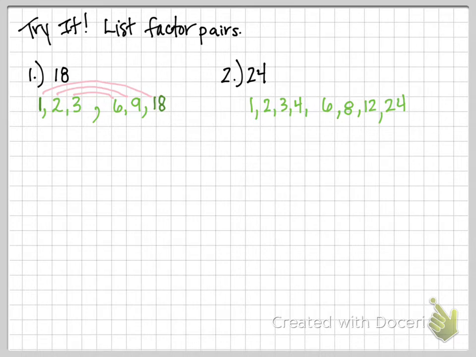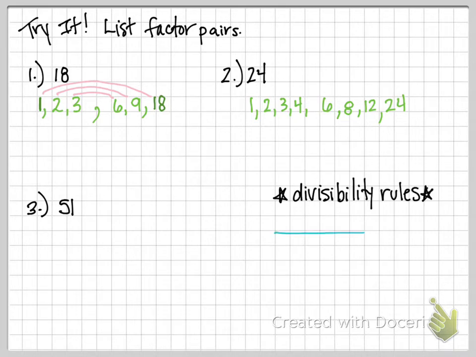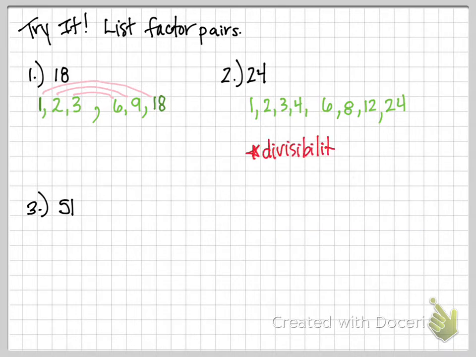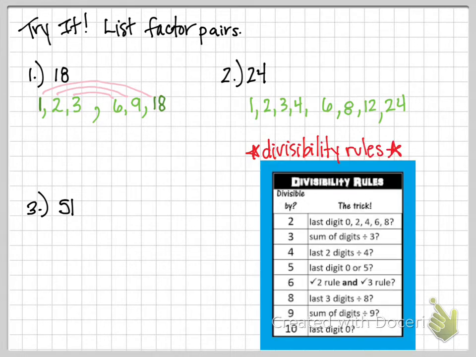Okay, let's do one more. Find all the factor pairs of 51. I'm going to put this up here. I also have a poster. Knowing your divisibility rules is very helpful in finding factor pairs.